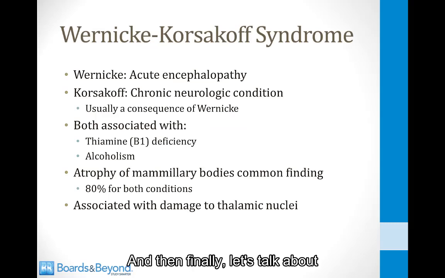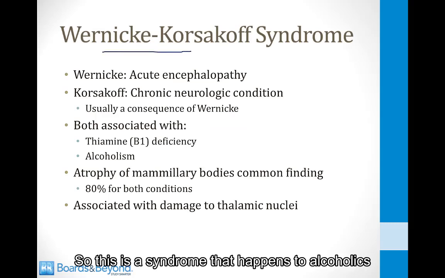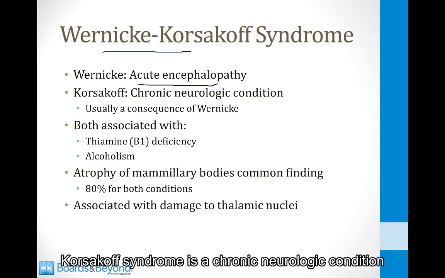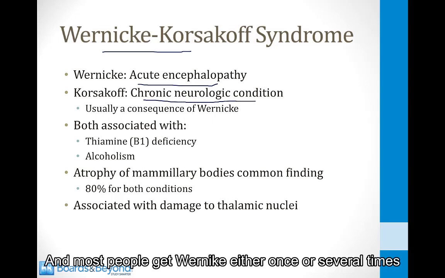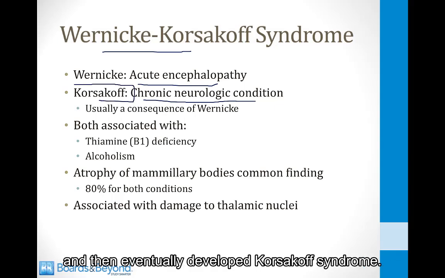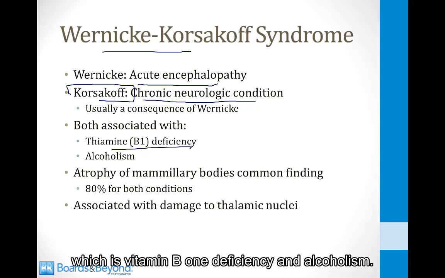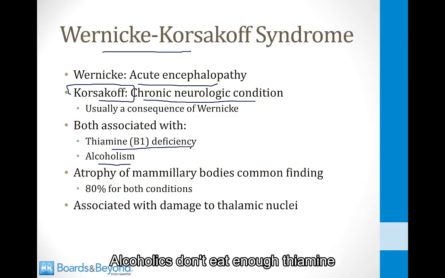And then finally, let's talk about Wernicke-Korsakoff syndrome. So this is a syndrome that happens to alcoholics who don't get enough thiamine. So Wernicke is acute encephalopathy, and it's usually reversible. Korsakoff syndrome is a chronic neurologic condition that's usually permanent, and most people get Wernicke's either once or several times and then eventually develop Korsakoff syndrome. Both syndromes are associated with thiamine, which is vitamin B1 deficiency, and alcoholism. Alcoholics don't eat enough thiamine, and they also don't absorb it very well.